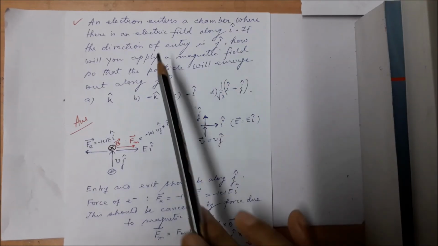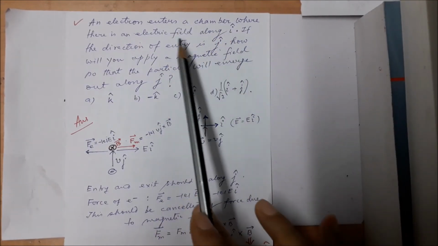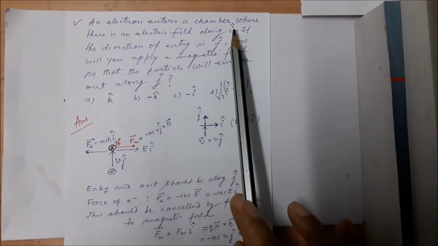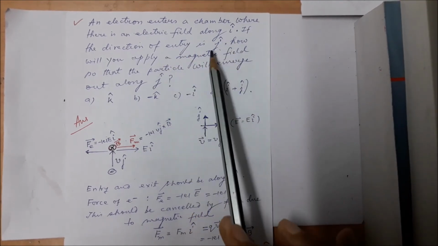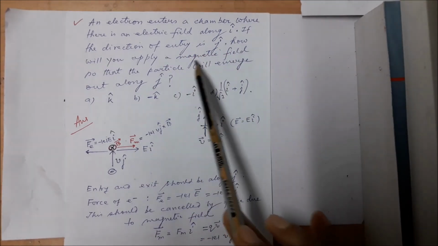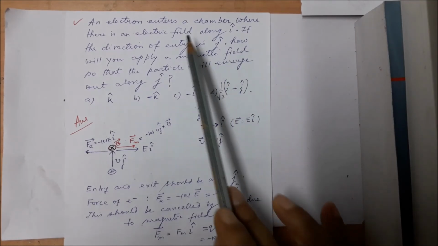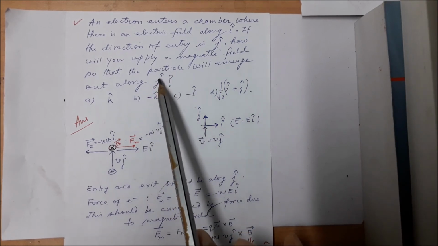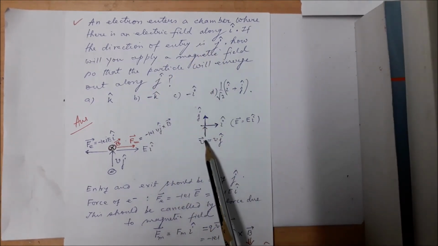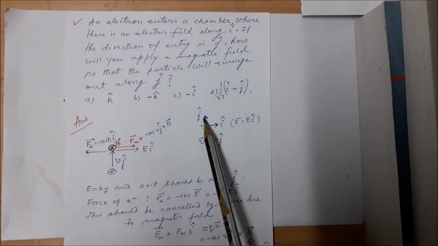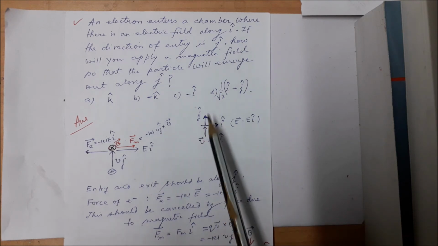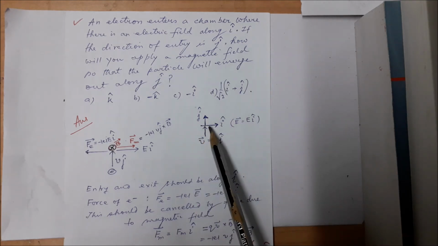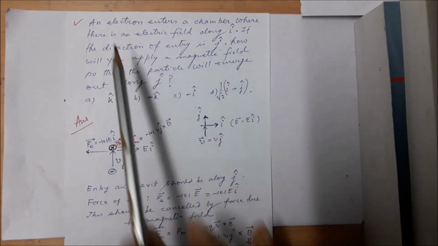Now in this problem, an electron enters a chamber where an electric field is there, and the electric field is along i cap, and the direction of entry of the particle is j cap. Now a magnetic field is to be applied in this chamber such that the particle will emerge out along j cap. So entry is along j cap and exit is also along j cap. So the particle should travel undeflected. But in this region there is an electric field which will exert force on the charged particle, which is electron.